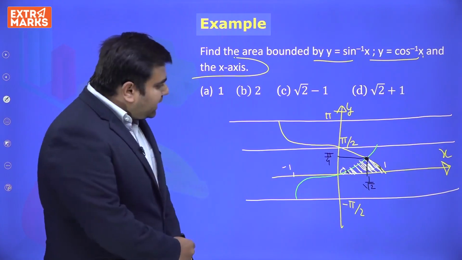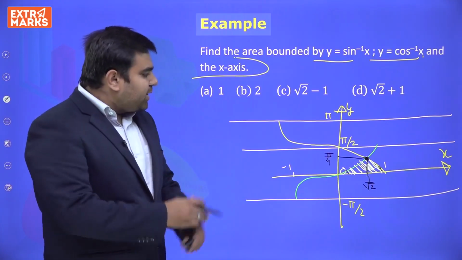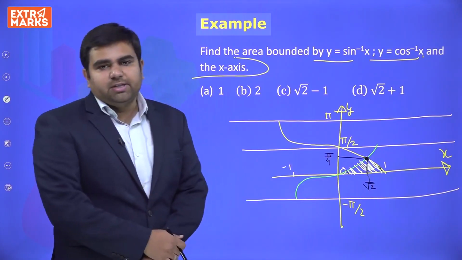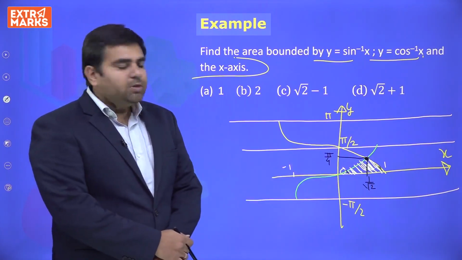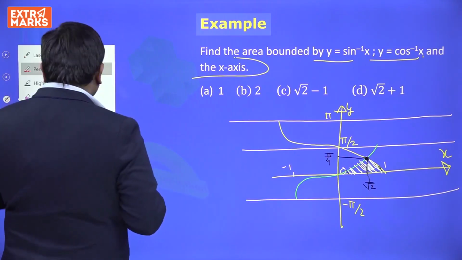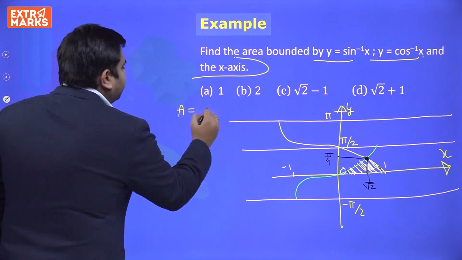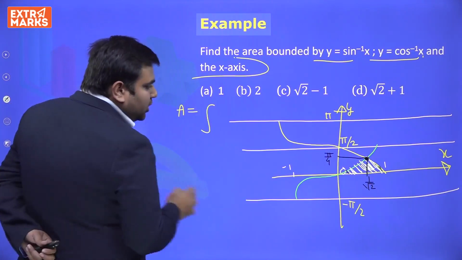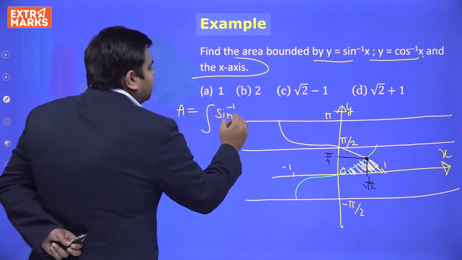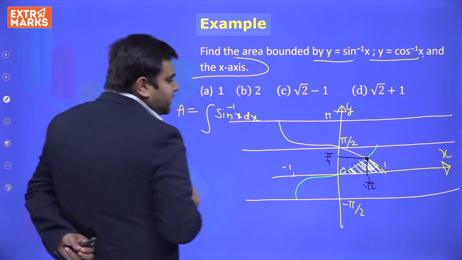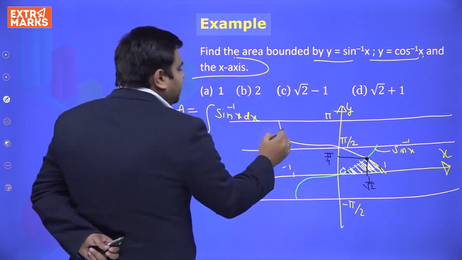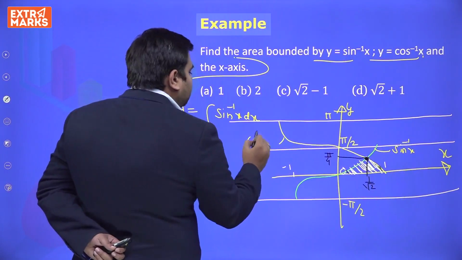So in order to calculate this area, there are two different ways. One is to integrate sine inverse x and cos inverse x separately, right? One is to integrate this curve like this. So one method is to integrate, what is this green curve? This green colored curve is sine inverse x. And this yellow colored curve is cos inverse x.